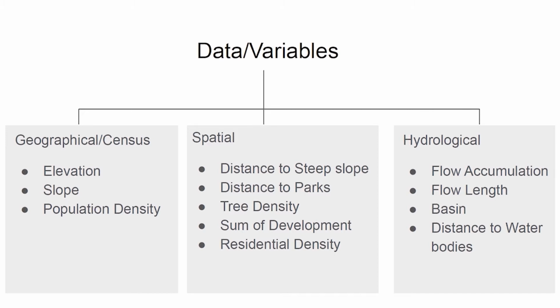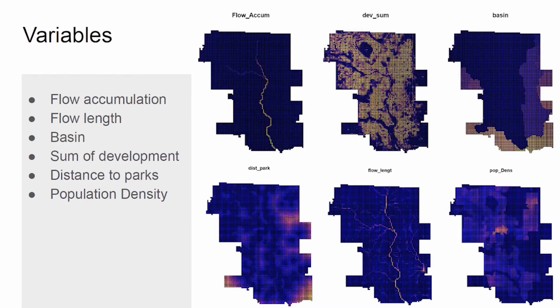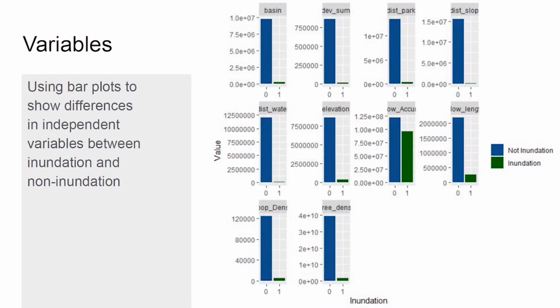We selected 3 different types of variables: geographical, spatial, and hydrological. These variables as follows have been put on fishnet to determine their association with flood in 2013. Based on the plots bar, we are able to show the differences in independent variables between inundation and non-inundation.